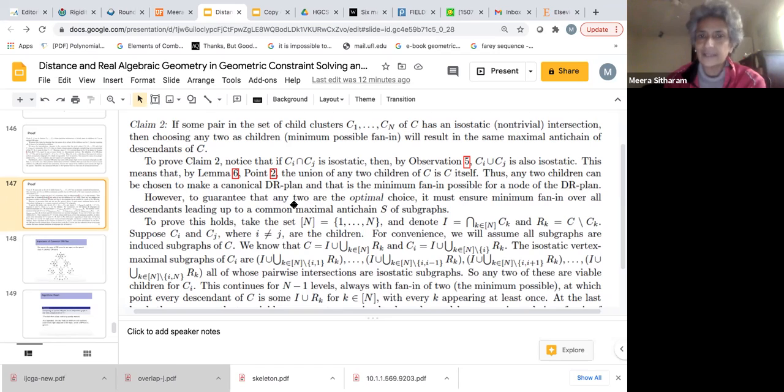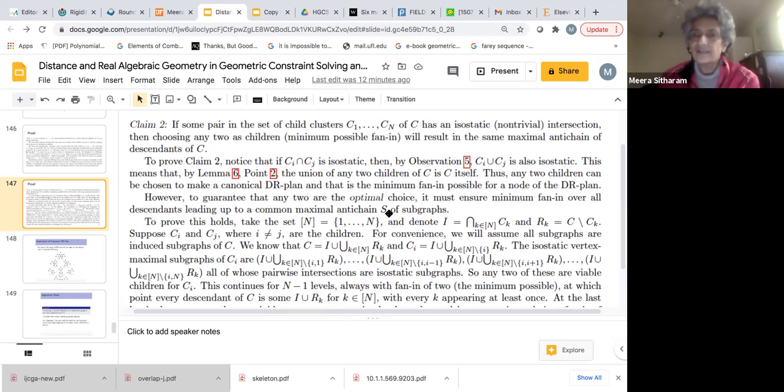However, to guarantee that any 2 are the optimal choice, it must ensure that the minimum fan-in over all descendants leading up to a common maximal antichain S of subgraphs. Okay, so this S has to be present in every optimal DR plan. So you're making a choice here, right? The problem is, in the previous case, there was no choice.